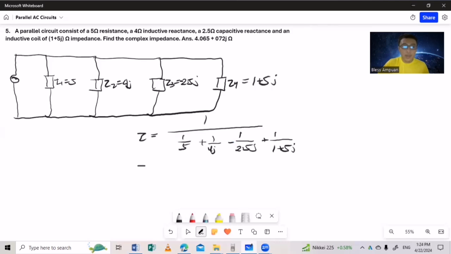So overall, our total impedance is equal to 4.065 plus 0.72j. Okay, so that's for our example number 5.